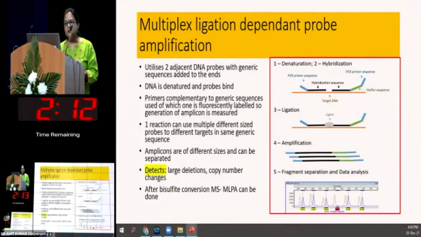Now, multiplex ligation dependent probe amplification, or MLPA, is a variant of PCR. The important point here is that there are two adjacent DNA probes of different sizes which hybridize to the target sequence. Why you need two probes is that if there are large deletions, the commercially available probes are not enough to cover the entire deletion. So you can take two different probes. Once they hybridize to different parts of the target, they will ligate and fuse, and these can be amplified. So it is able to detect large deletions and copy number changes, and in order to make it methylation specific, you can do a bisulfite conversion step.